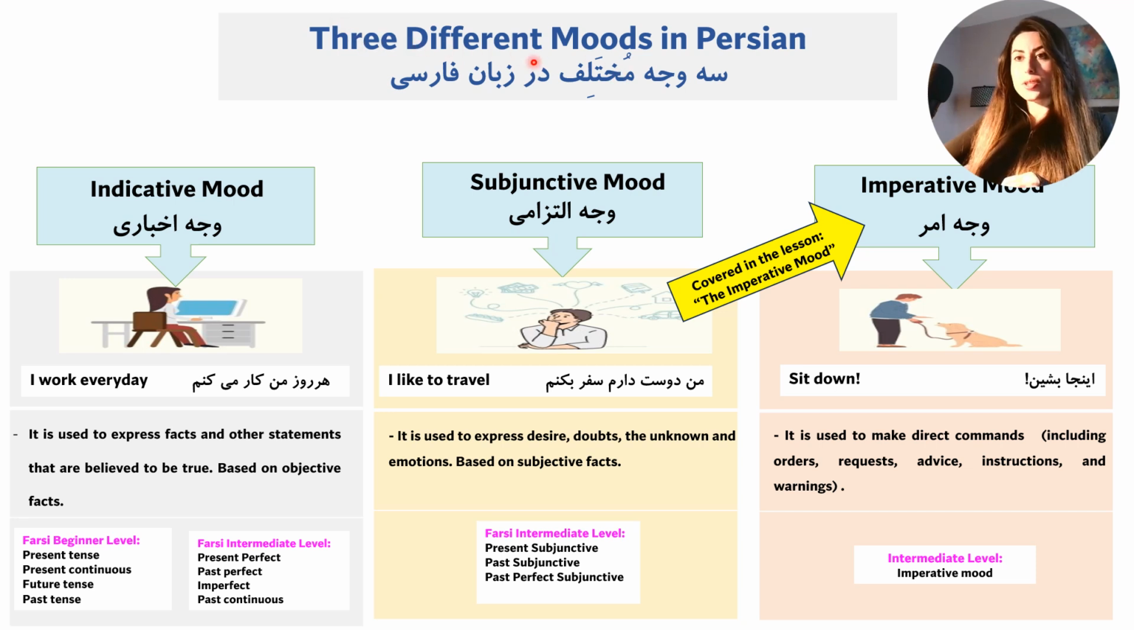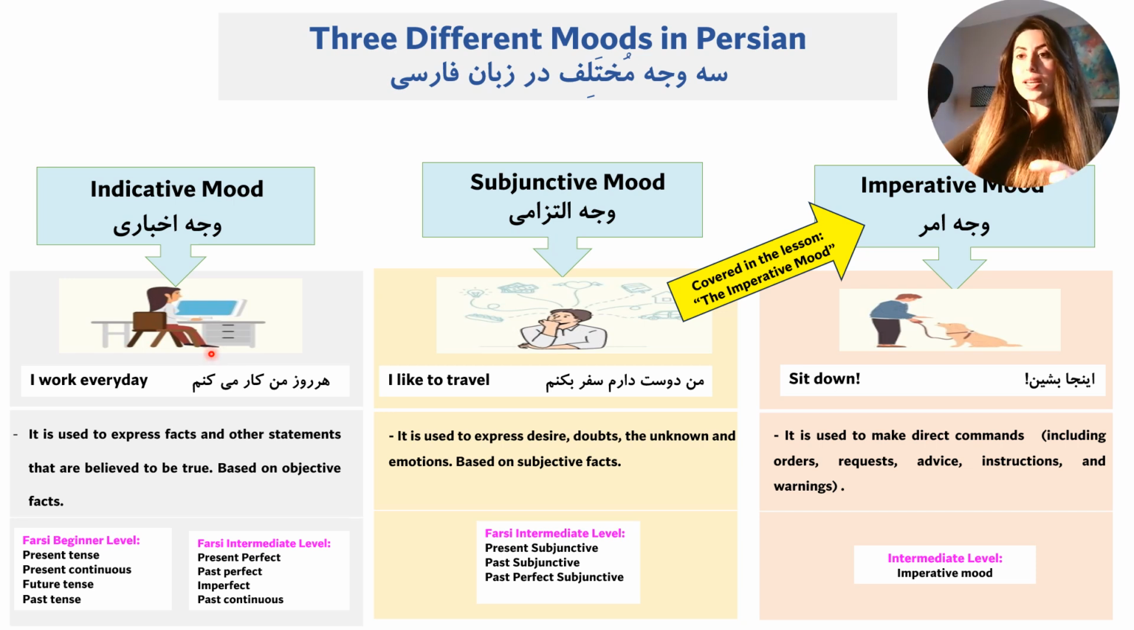There are 3 different moods in Farsi. I have already talked about this a little bit in the lesson about the imperative mood, and I'm going to review it again. The first mood is the indicative mood, وجه اخباری. This mood is used to express facts. It is based on objective facts or statements that are believed to be true.